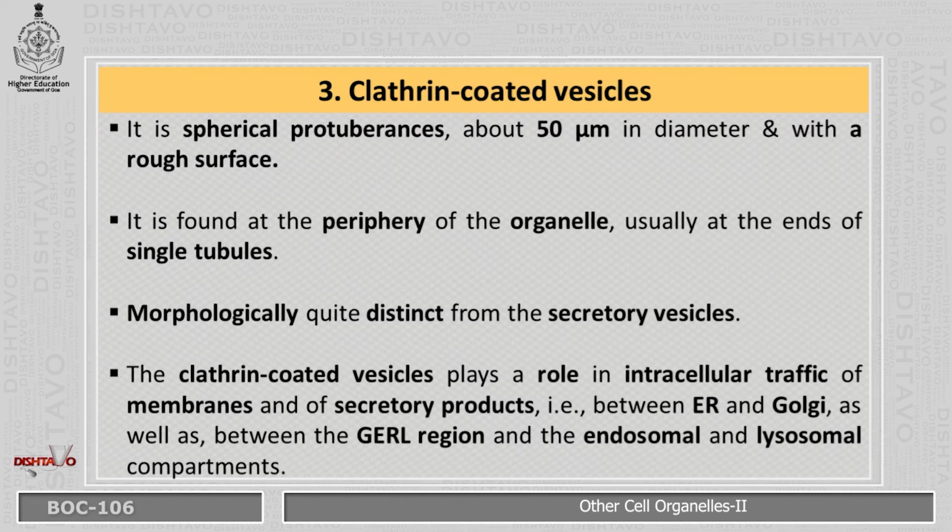The third type of vesicle is the clathrin-coated vesicle. It is a spherical protuberance about 50 nanometer in diameter with a rough surface. It is found at the periphery of the organelle, usually at the ends of single tubules. Morphologically quite distinct from the secretory vesicle. Now, these clathrin-coated vesicles play a role in intracellular traffic of membranes and of secretory products, that is between endoplasmic reticulum and Golgi, as well as between the GERL region and the endosomal and lysosomal compartments.